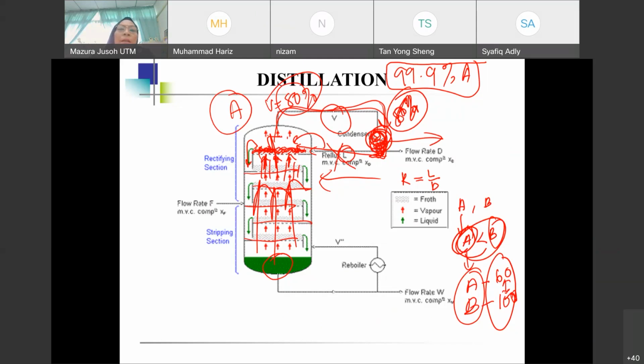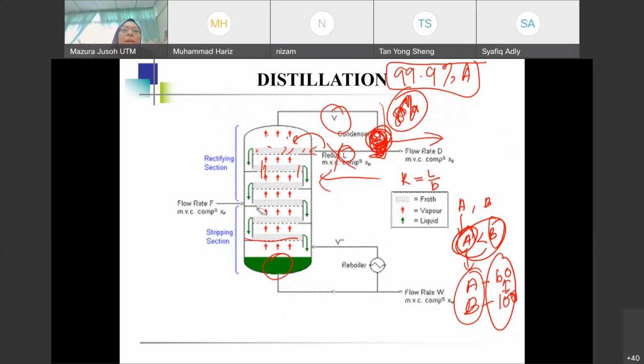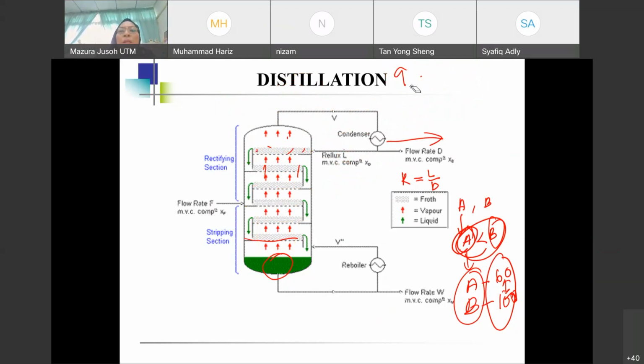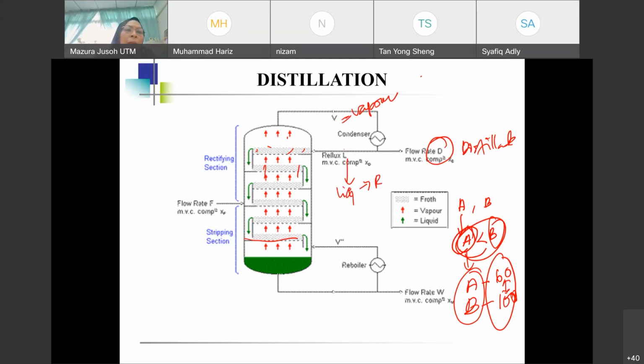All right, so a careful calculation needs to be done in order for you to get the right height of the tower, the right number of trays, the right cross-sectional area, the right temperature for you to run your distillation column. All right, so this D is called distillate. Okay, this V is vapor. L is just the liquid coming in as reflux. Okay, so it's called L. F is the feed.